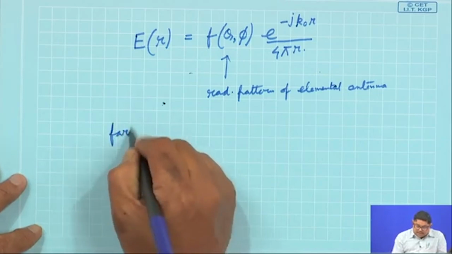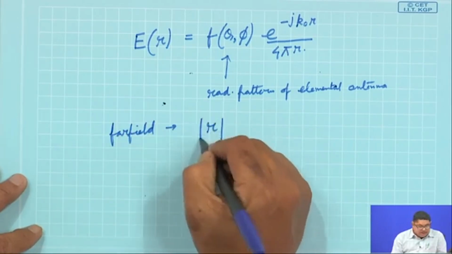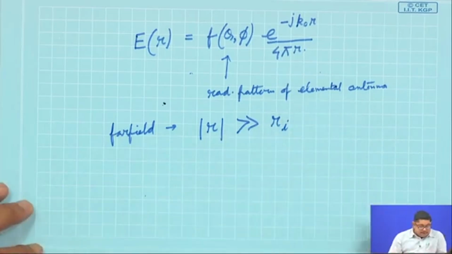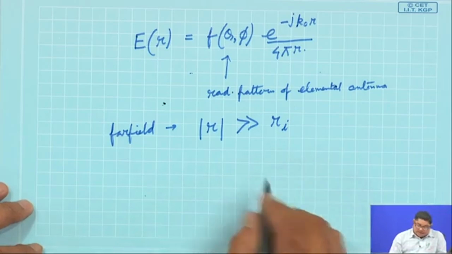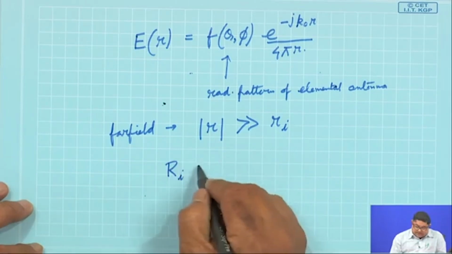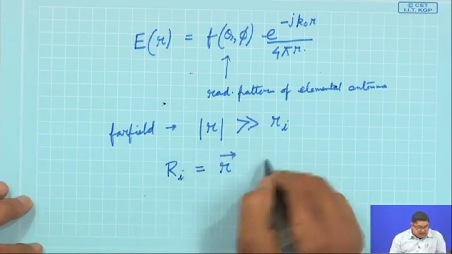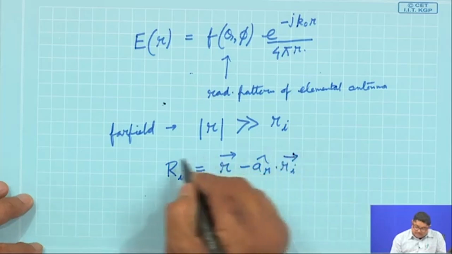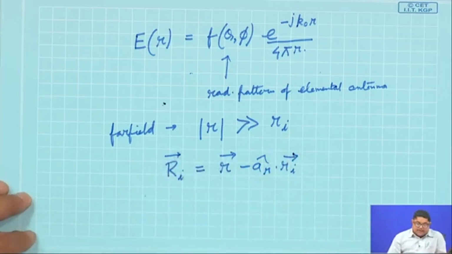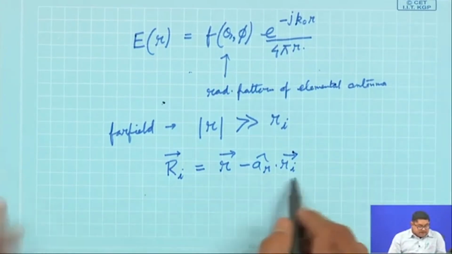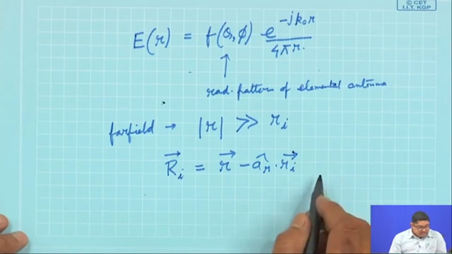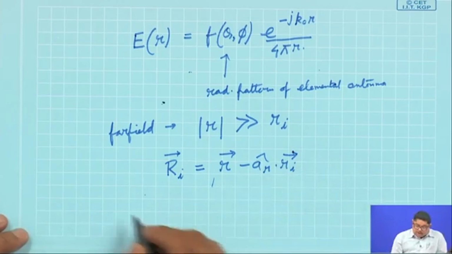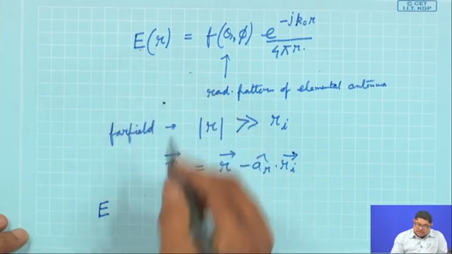And in the far field, we know that r will be much greater than the magnitude of r I. The rays from all the radiators are essentially parallel, and I have already written that r I, the distance, is r minus a r dot r I. So, the far field produced by the ith antenna will suffer a propagation phase delay by an amount k naught times this smaller distance than that of the reference antenna. Now I can write the resultant field. This was for a single element.